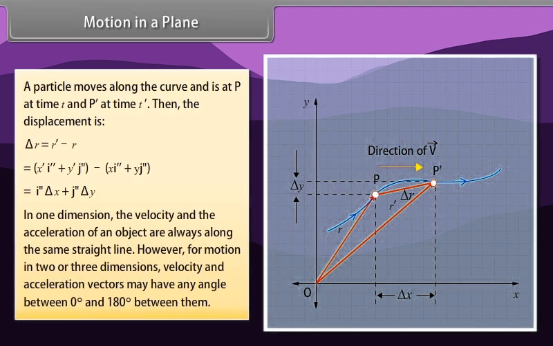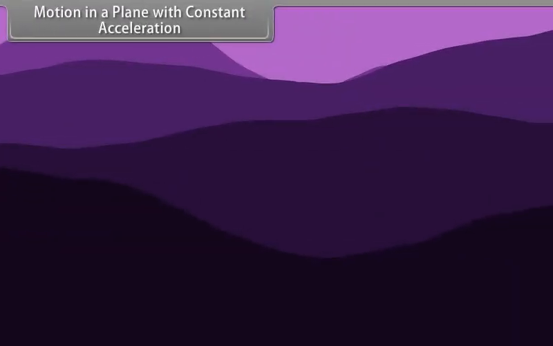In one dimension, the velocity and the acceleration of an object are always along the same straight line. However, for motion in 2 or 3 dimensions, velocity and acceleration vectors may have any angle between 0 degree and 180 degree between them. Motion in a plane with constant acceleration.